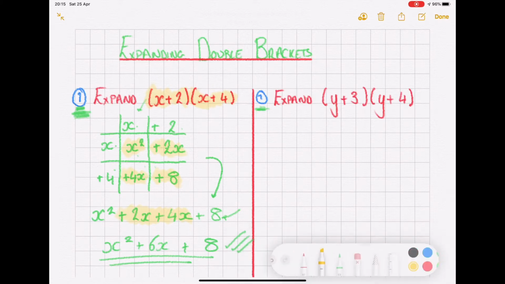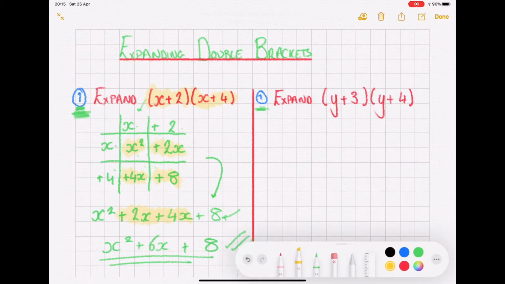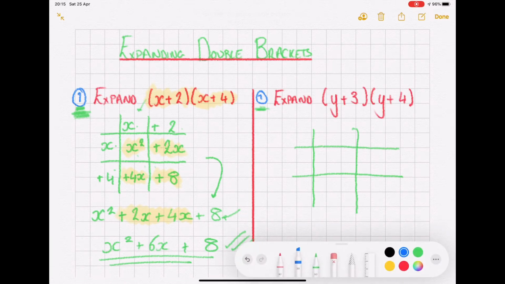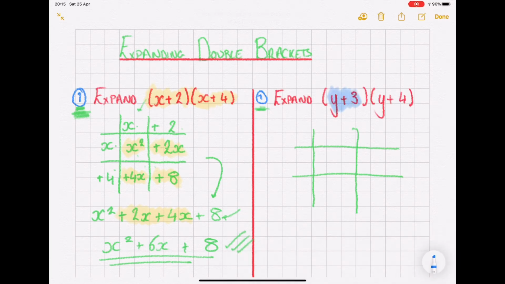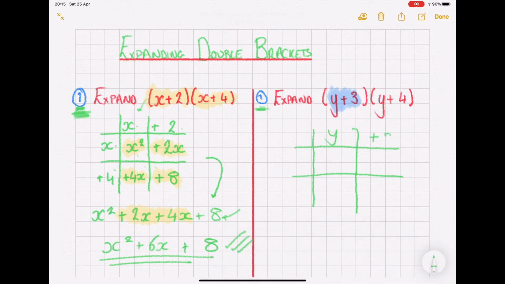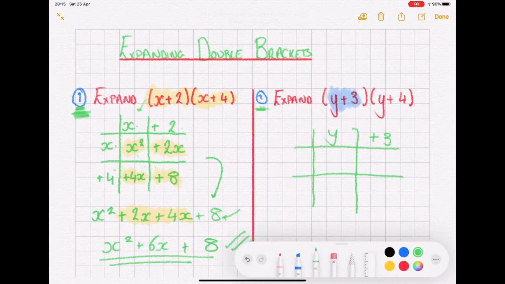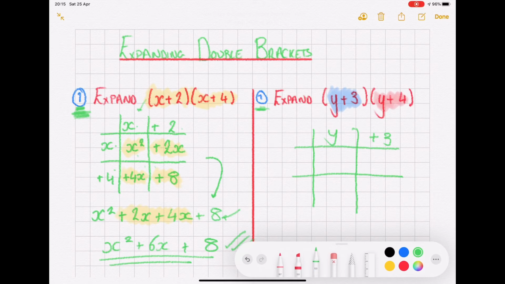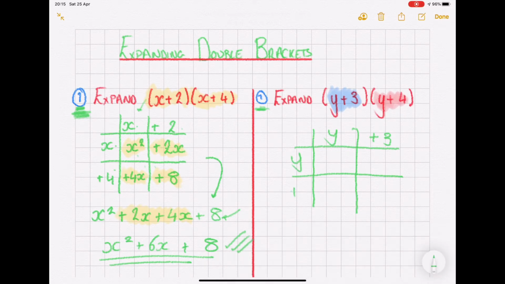So let's work on this. So first things first, let's draw our little grid. So we'll do that. Right, so let's take this first bracket, expanding y plus 3, and we'll write that in. So it's y plus 3. And then let's take that second bracket, which is y plus 4. And we'll pop that down there.